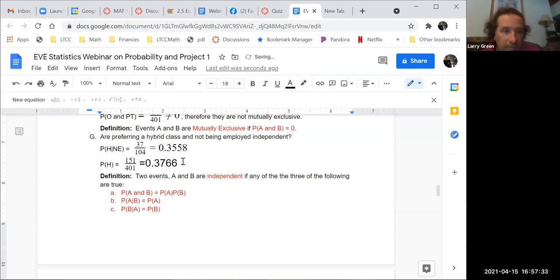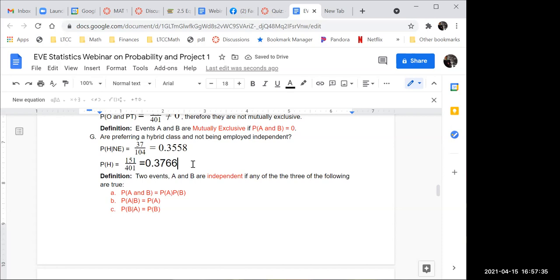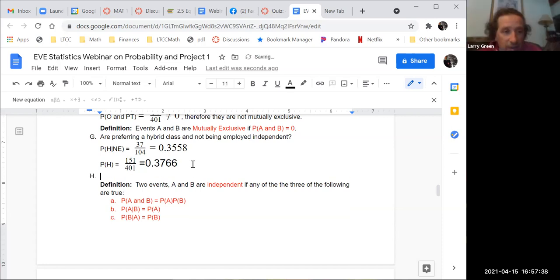Are those equal? No. Since they're not equal, let me write, instead of they, how about: preferring hybrid and not being employed are dependent. Any questions?